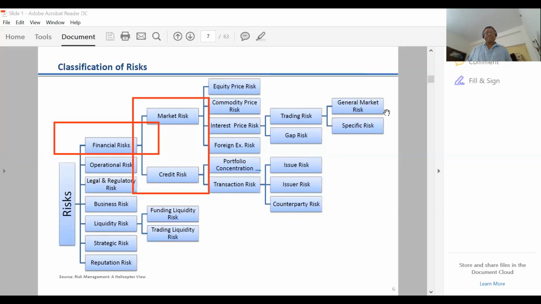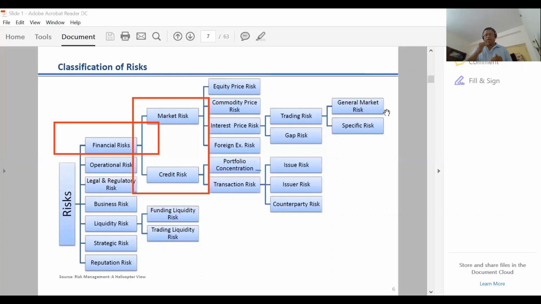So market risk has been broadly classified into equity price risk, commodity price risk, interest rate risk, and foreign exchange risk. As I told you, if the price risk is associated with the equity market, it is called equity price risk. If the price risk is associated with the commodity market, it is called commodity price risk. If the price risk is associated with the interest of a specific asset, it's called interest rate risk. If the price risk is associated with foreign exchange, it is called foreign exchange risk, right?